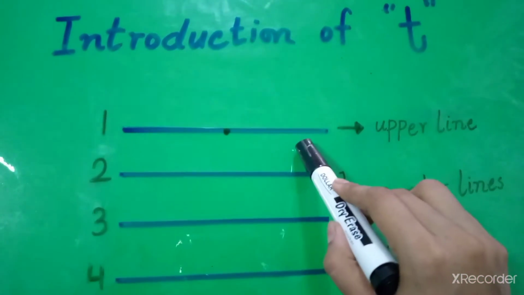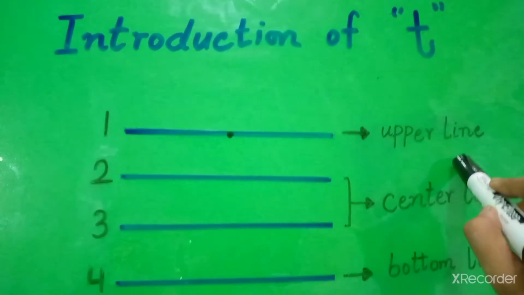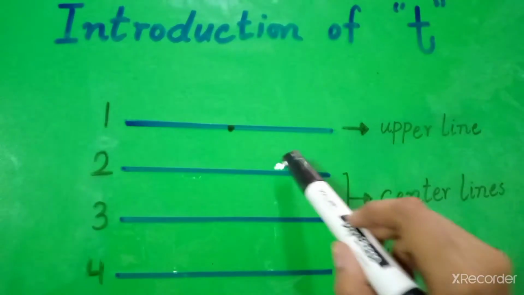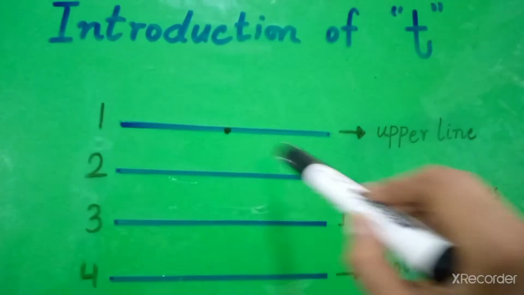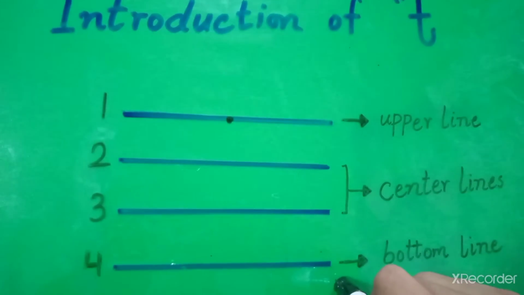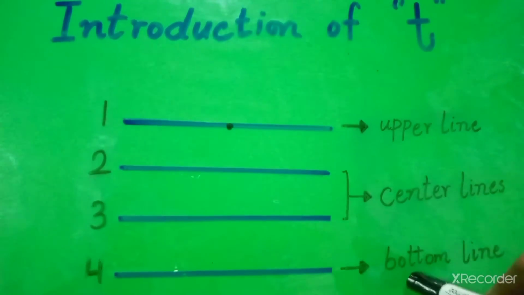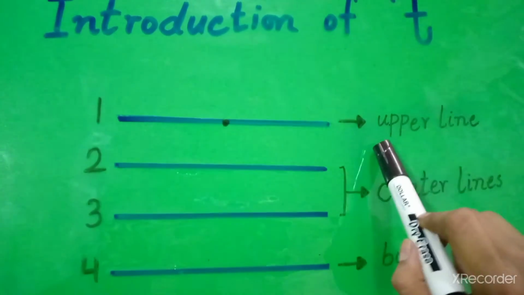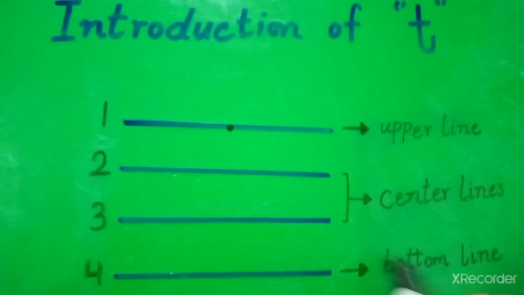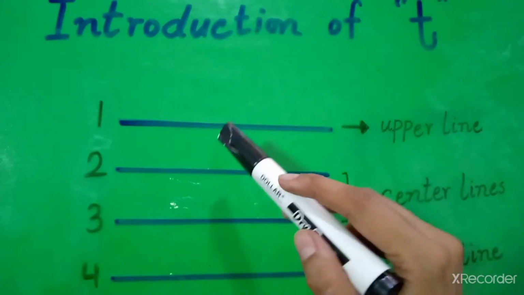Line number 1 is the upper line. These 2 lines are called center lines. Center means beech wali line. And this 4th line is called bottom line. What is this line called? Bottom line. Repeat with me. Upper line, center lines, bottom line. These lines can help us to write sounds.